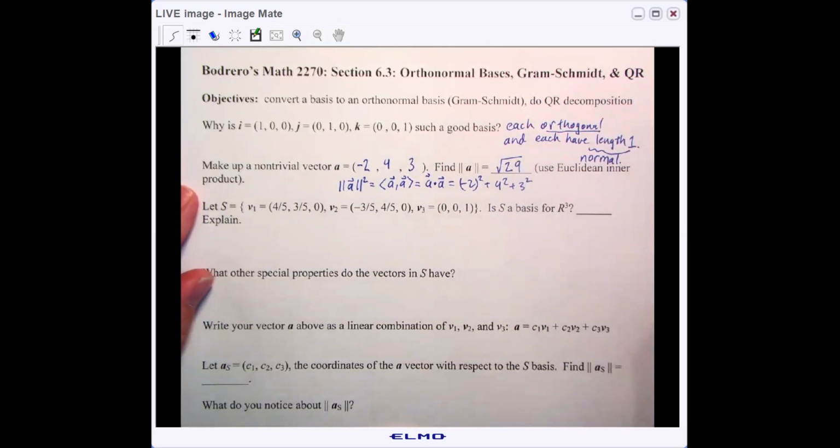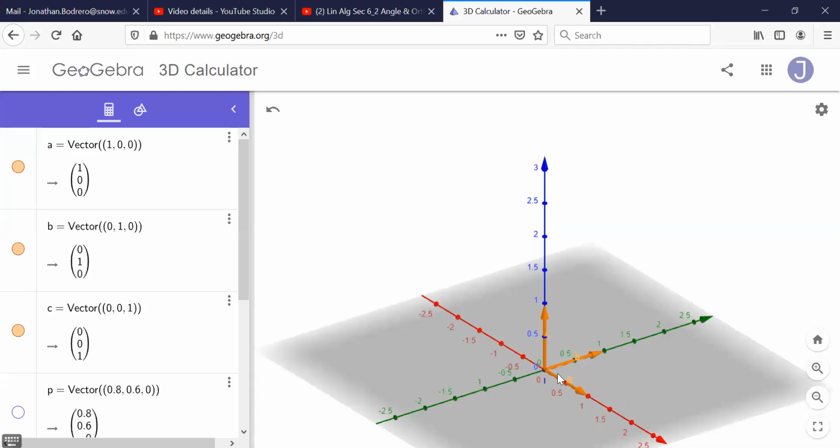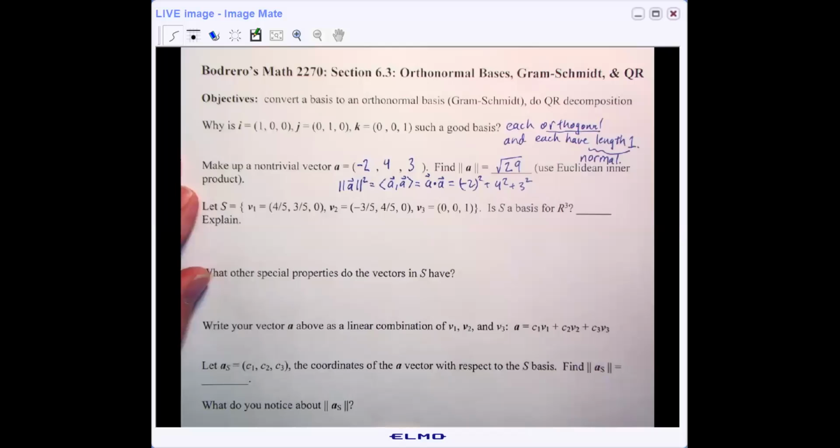Let me show you an image of our I, J, K vectors. Here they are in orange. We've got our I vector, our J vector, and our K vector in the X, Y, and Z axes respectively. They form a nice basis because they're each length 1 and they are each orthogonal to each other.